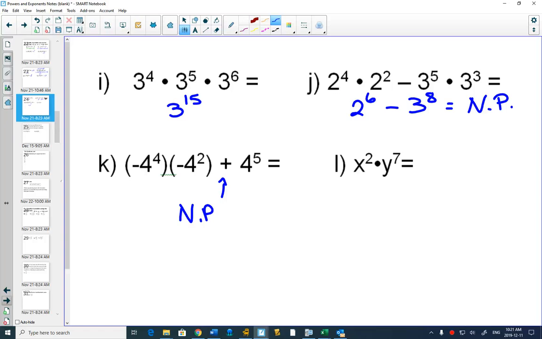And that's why this is called the product rule, because it only works if you're multiplying powers with the same base. So in L, we're multiplying, but the powers have different bases. This one is not possible either.